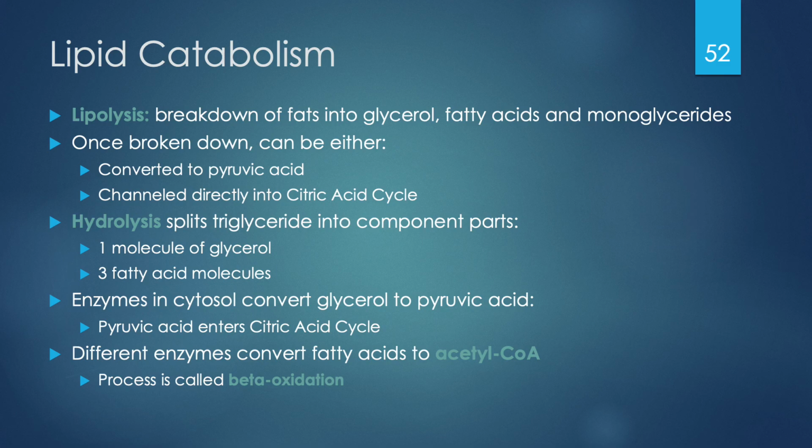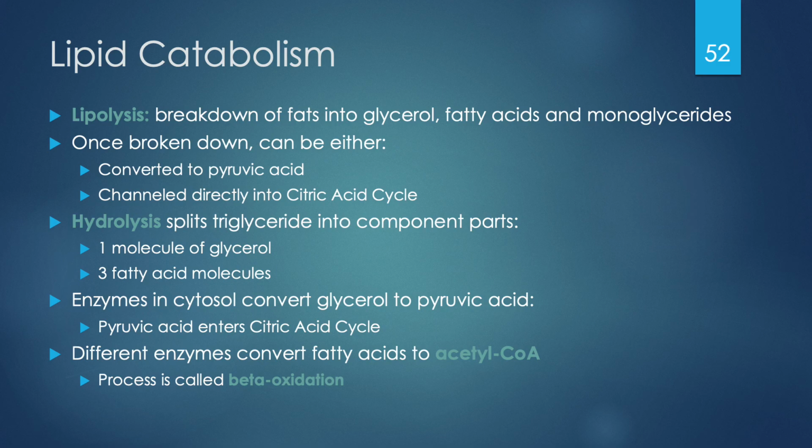Next, let's look at lipid catabolism, or how lipids are broken down. So the primary process that we'll look at is lipolysis, which is the breakdown of fats, and they'll be broken down into glycerol and/or fatty acids and/or monoglycerides. And then once they're broken down, one of two things can happen. They can either be converted into pyruvic acid, or they can be channeled directly into the citric acid cycle.